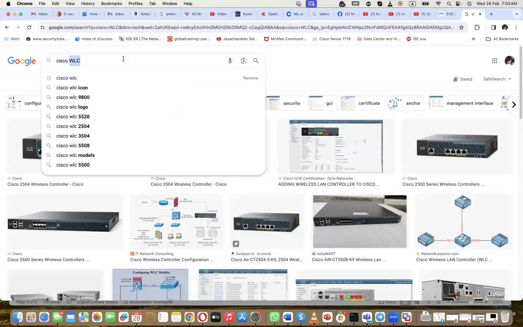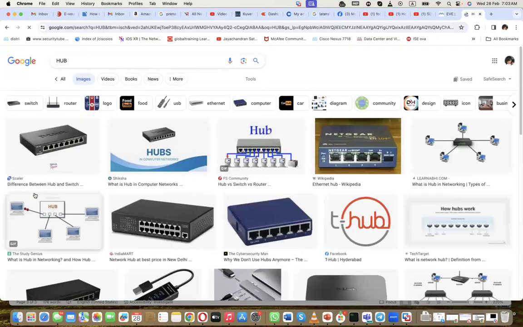So probably you would have seen hubs. This is a hub. How do you differentiate the hub from the switch? Only functionality-wise can you differentiate it. By seeing the product, you may not be able to tell whether it's a hub or a switch. If you see some names on it, you may say it's a hub or a switch. Hubs and switches look identical.